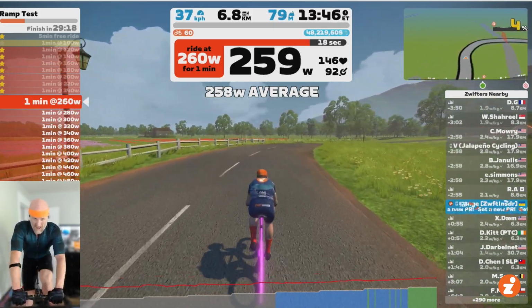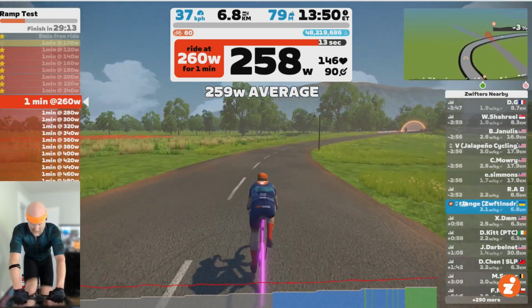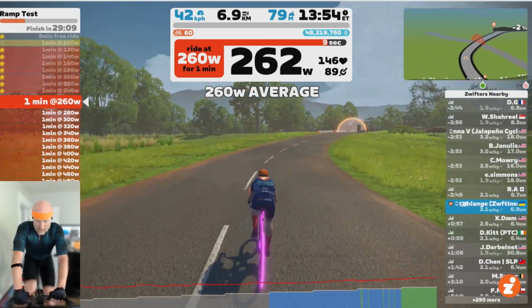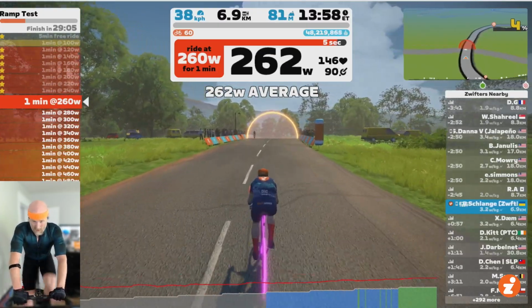Every minute you get into this adds 15 watts to your FTP. 75% of 20 watts. That's one way to think about it.